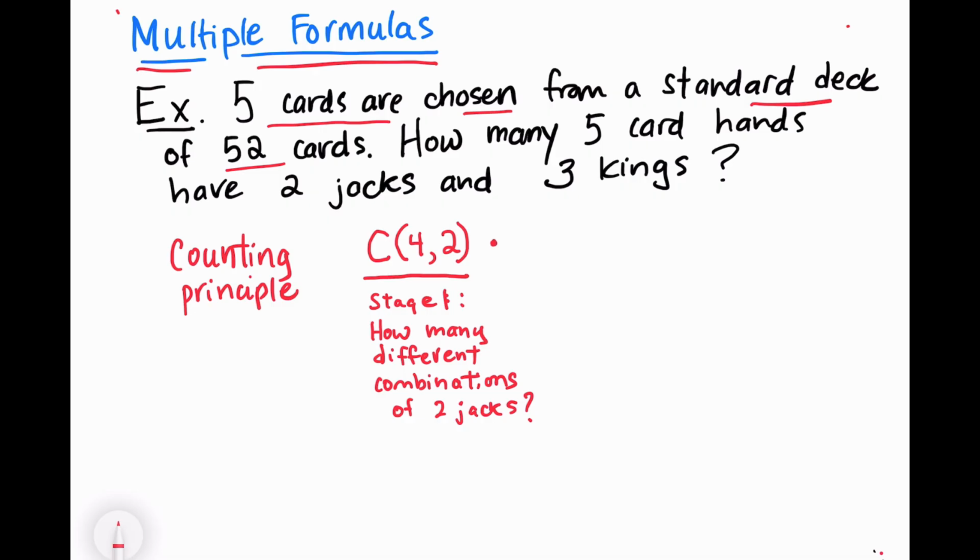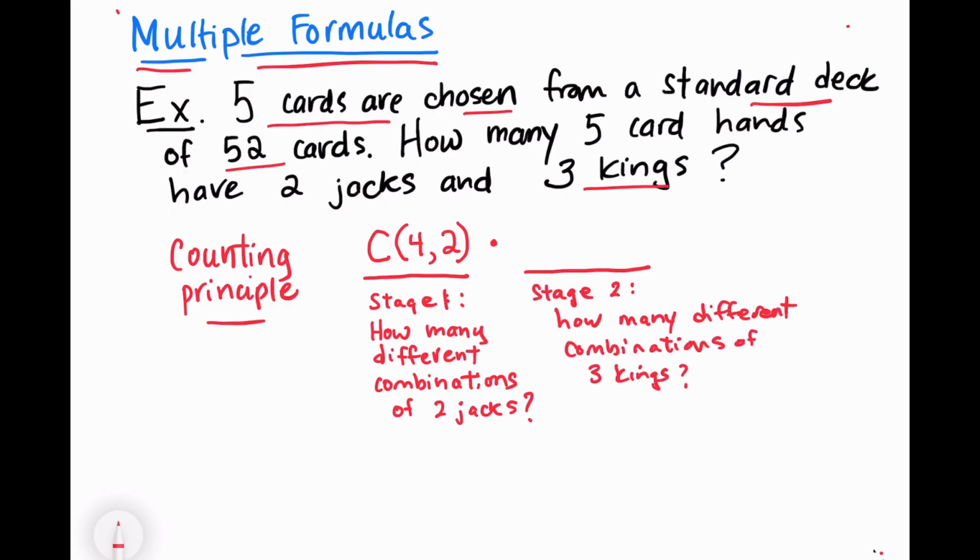For example, we could get the jack of diamonds and the jack of hearts. Another possible combination would be the jack of spades with the jack of diamonds, right? So we just want to count how many different possible combinations there are. And we can do the same thing for kings, and we can think about that as stage 2 in a counting principle problem. So in this case, we know there's 4 kings total, and we're going to be picking 3 of them, and we want to know how many combinations there are.